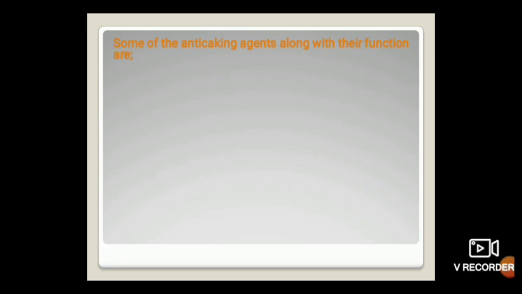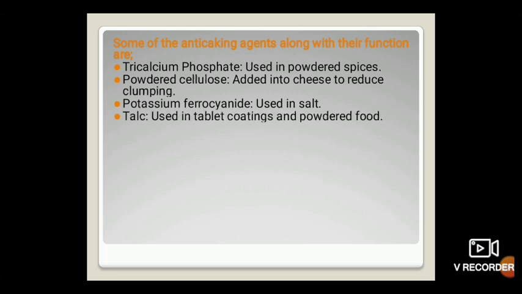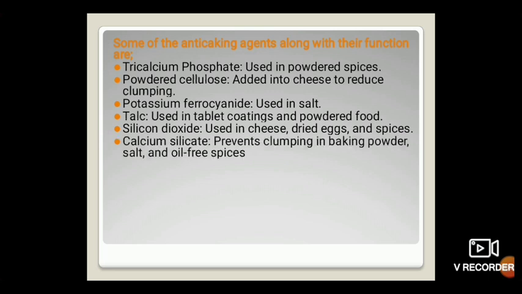So some of the anti-caking agents along with their function are tricalcium phosphate used in powdered spices, powdered cellulose added into the cheese to reduce the clumping, potassium ferrocyanide used in salt, talc used in tablet coatings and powdered food, silicon dioxide which is used in cheese, dried eggs and spices, calcium silicate which prevents the clumping in baking powder, salt in oil-free spices.